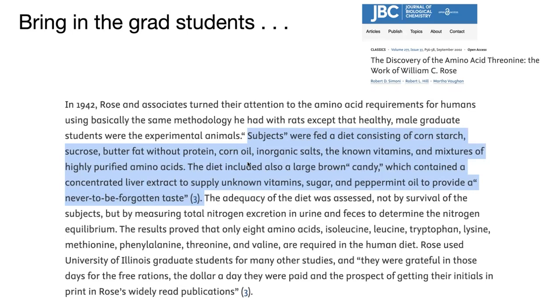Anyway, we have them to thank for a lot of this, especially because all they did it for was free food. Yeah, there are way easier ways to get free food, especially in grad school. There's free food everywhere. But anyway, they got $1 a day and the prospect of getting their initials in print in Rose's widely read publications. So probably wouldn't get past the IRB, the Institutional Review Board, these days. But it was an important experiment, and hopefully people who do experiments with their students will pay them better.